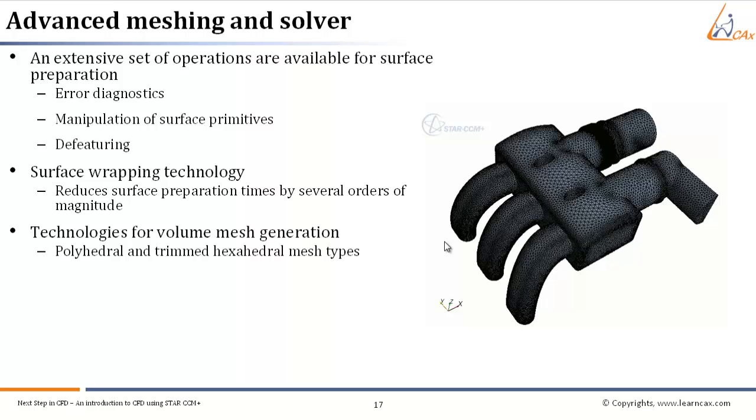The CAD cleanup process is very fast in this particular software, and the automated meshing provides a very quick path from CAD to CFD. Technologies for volume meshing involve polyhedral and trimmed hexahedral mesh types. Polyhedral is one of the highlights of this particular software. And in terms of solvers, there are segregated and coupled implicit as well as explicit solvers.